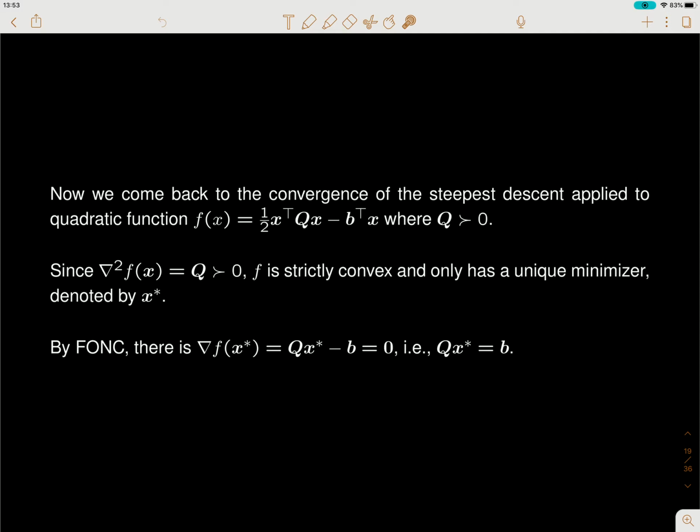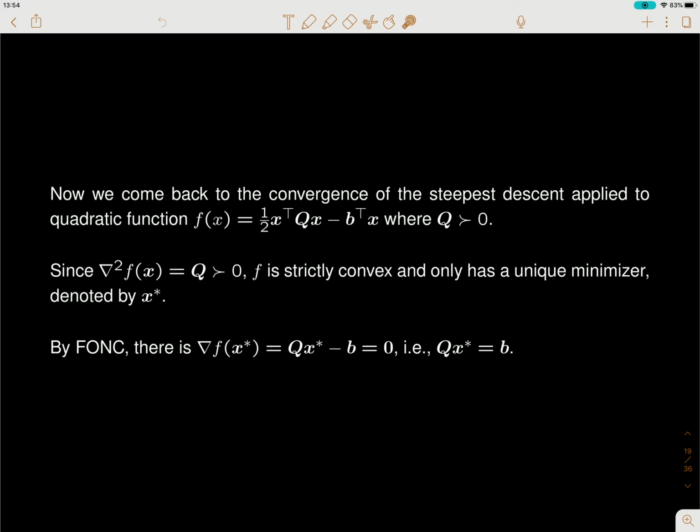And also, because of the first order necessary condition, if x star is a minimizer of this function f, then the gradient of f at x star must be 0. Since we don't have any constraint, the first order necessary condition says that if a point is a local minimizer, then the gradient there must be 0. Now we only have one minimizer, x star, so the gradient must be 0 there.